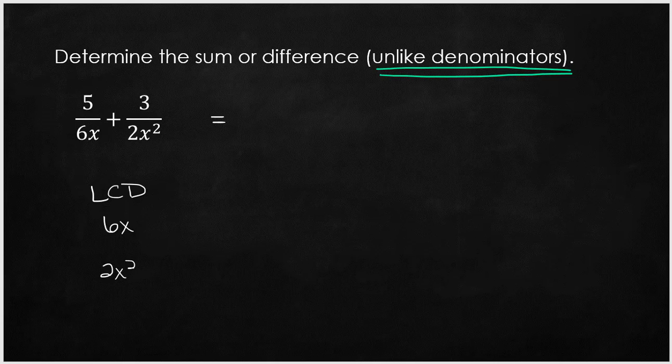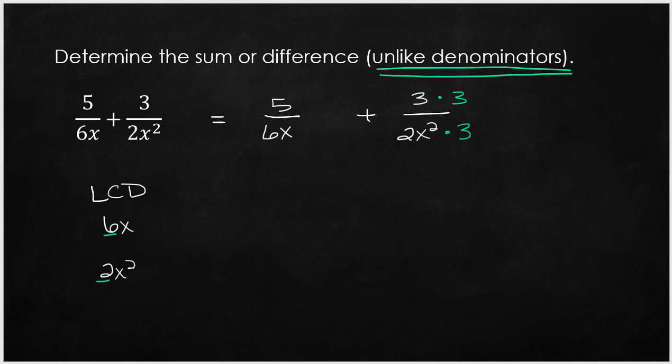On our first expression, where we have 5 over 6x, I don't need to multiply 6 by anything. And we're adding to this 3 over 2x squared. Well, I have to multiply 2 times 3 to get to 6, so I'm multiplying by 3 over here. So I'm just going to go ahead and write that. At first I just considered the numbers.